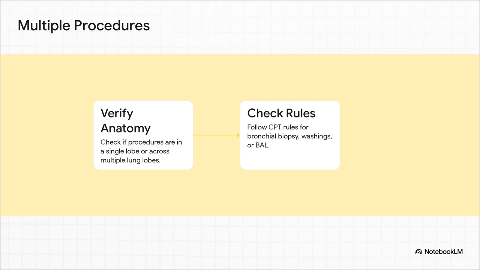Now, what happens when a provider performs multiple endobronchial procedures through the same scope? Things like a bronchial biopsy, washings, or bronchoalveolar lavage, which you'll often see written as BAL. Well, you've got to follow specific CPT parenthetical rules. Coding these all depends heavily on whether the procedures were done in a single lobe or spread across multiple lobes of the lung. So always verify the exact anatomy in the clinical note.